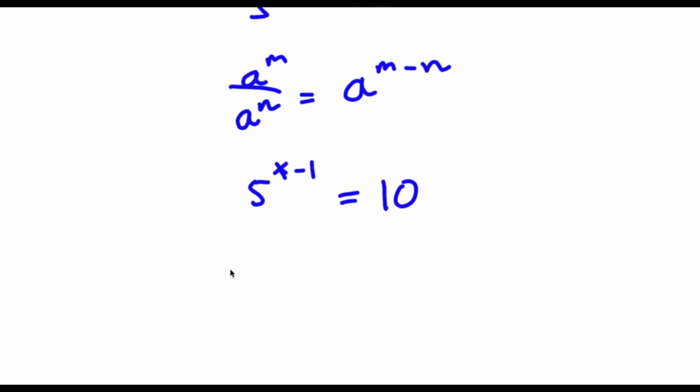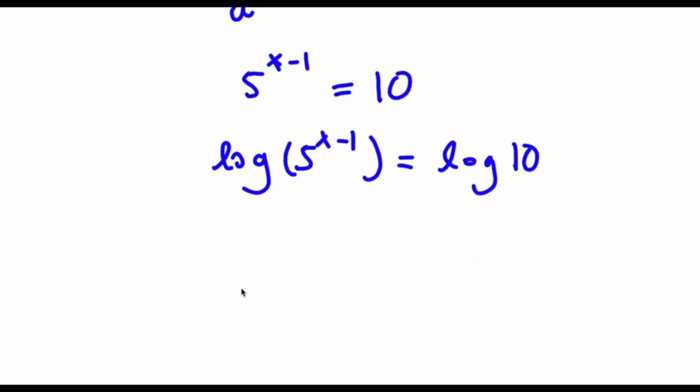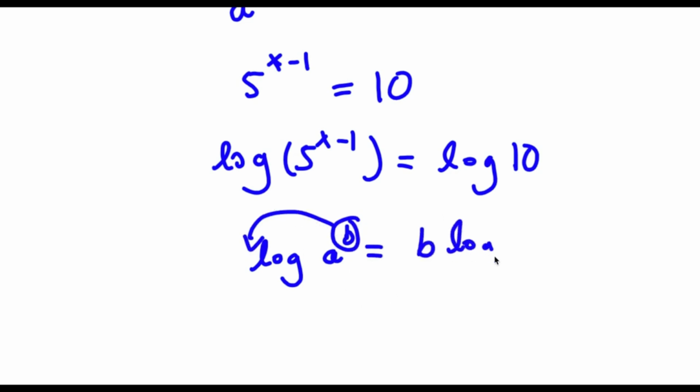Now I'm going to go ahead and take the log on both sides. So now I have log 5 to the power of x minus 1 is equal to log 10. Now, if I have something in the form log a to the power of b, I can actually move this exponent b to the front of the logarithm. So this is going to equal b times log a.